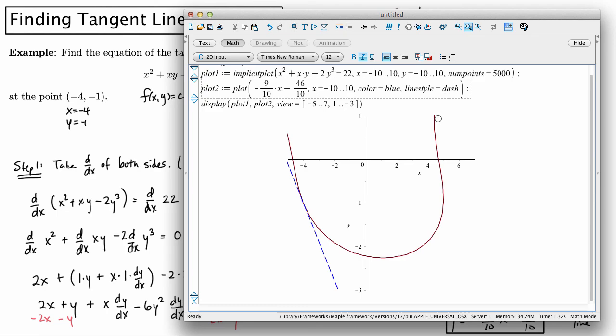We have that ability now. We've done that before with parametric equations, but now we can do it with any implicitly defined function, or any implicitly defined curve for that matter. It doesn't have to be a function. But this is the benefit of being able to take a derivative implicitly.